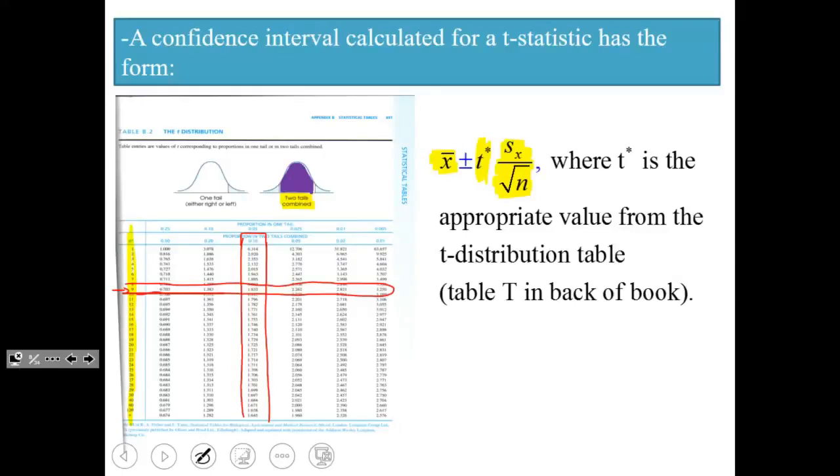Now the other way we can do this is the way we've been doing a lot of this so far, which is using the calculator. But now instead of using inverse norm, we're going to use inverse T because we're done with T tables. That function in the calculator looks a lot like normal, and I have a separate video I've put together that shows how to do this in the calculator that you can watch to see that.